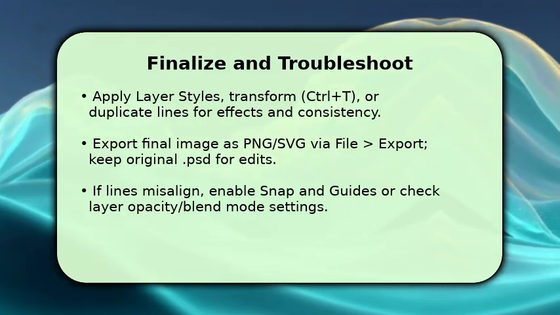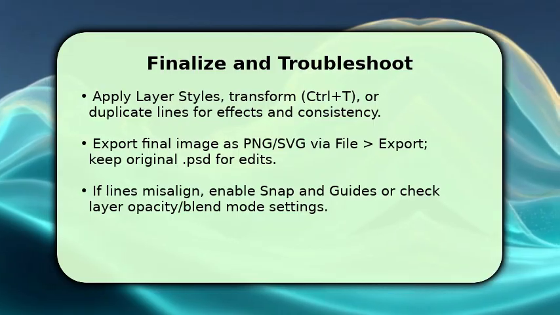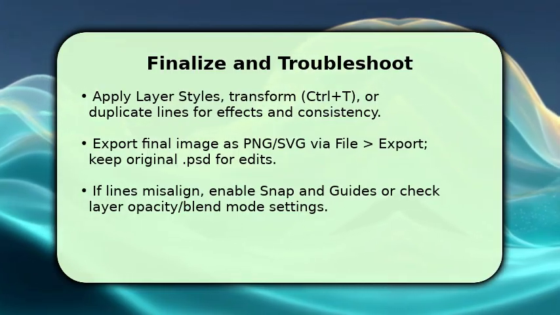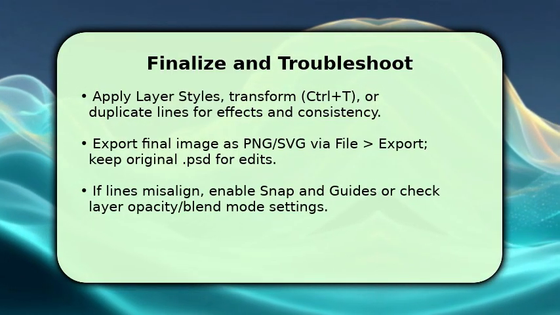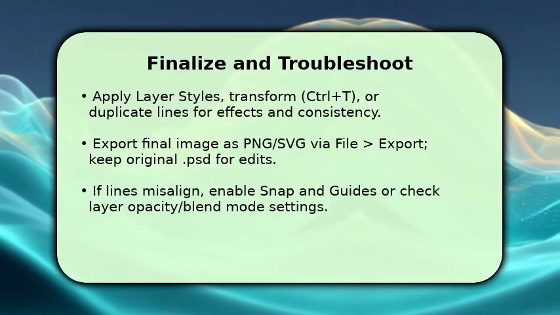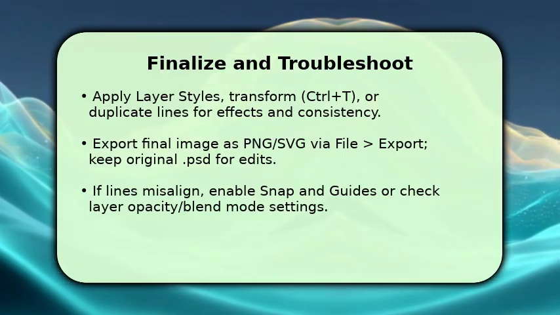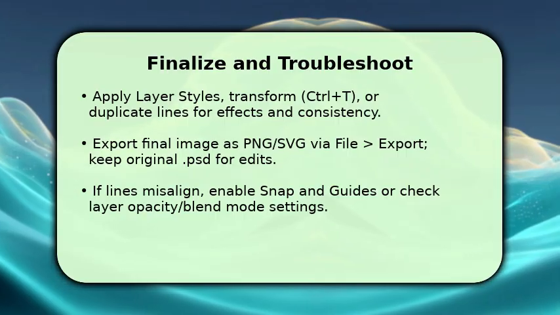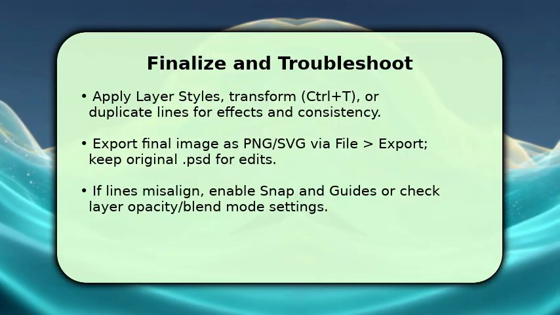If something goes wrong, lines look jagged or misaligned, make sure snap and guides are enabled, check that anti-aliasing is on, and confirm you didn't accidentally rasterize the wrong layer. Undo or revert to your saved vector copy to fix it quickly.